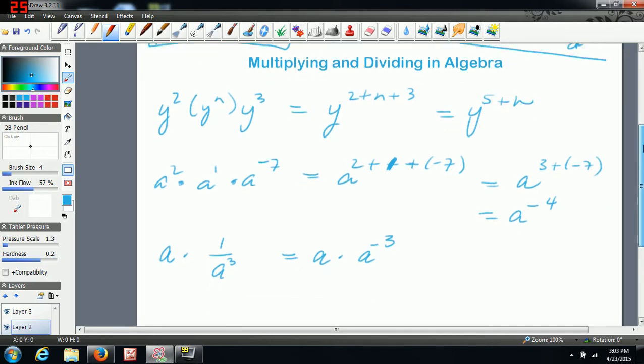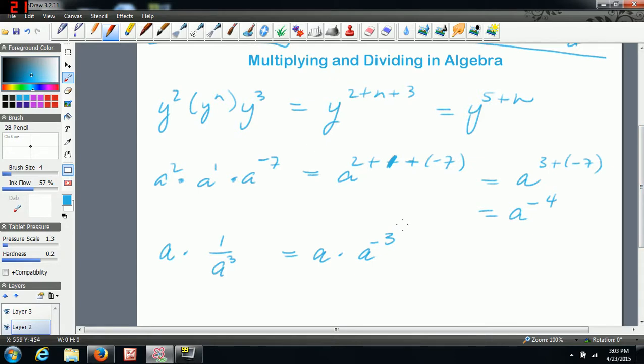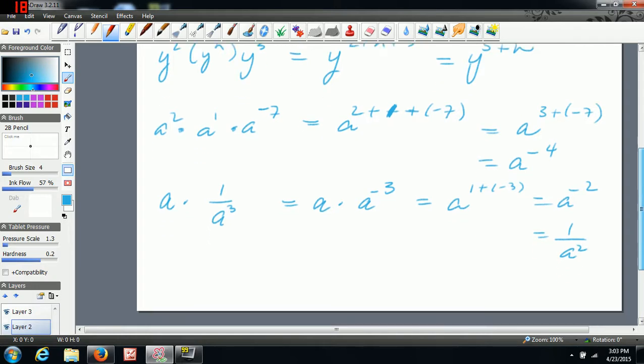So something like that, we could just write like that, and then at that point, we're just adding exponents. So this is 1 plus negative 3, so that would be a to the negative 2. And then if you wanted, you could rewrite it like this again, or you could just keep it like that. We could have gotten the answer in a different way, but we'll just do it that way right now. So that's the rule for multiplying.